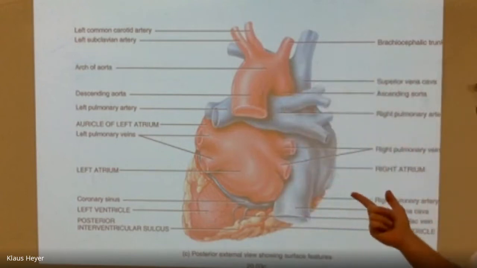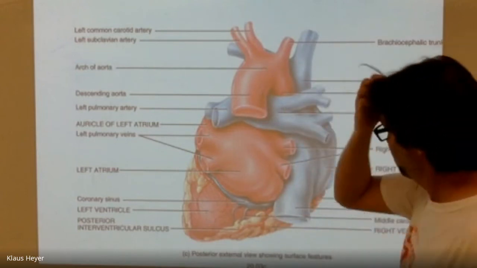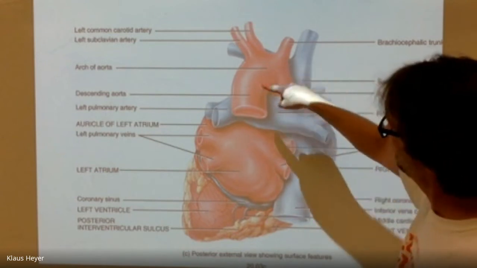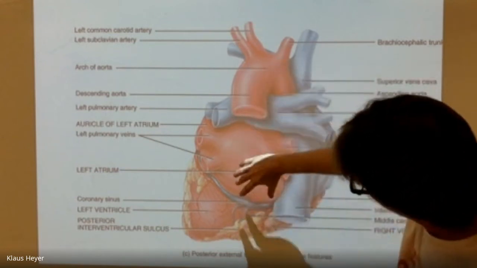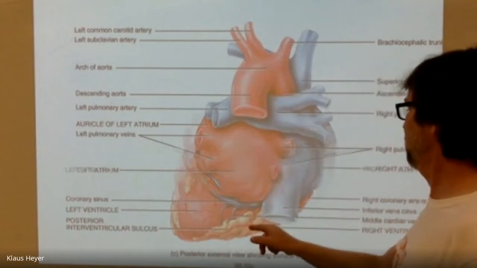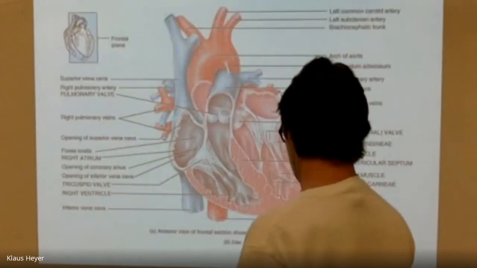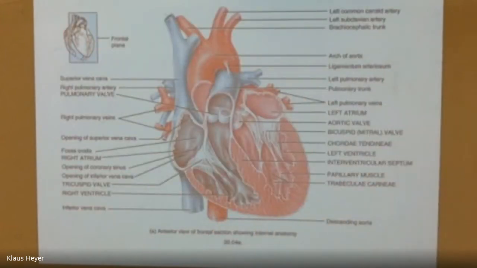That's the back side of the heart. We're not going to really deal with it right now. What you can see is the aorta, how it loops over. It's going to drop down behind the heart and go underneath the heart. But let's look at a section of it.